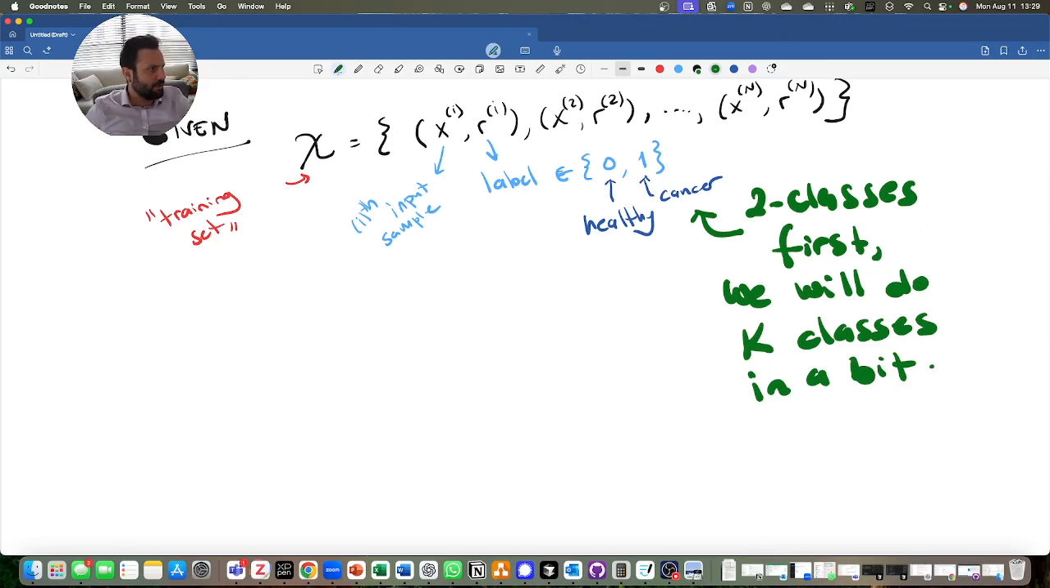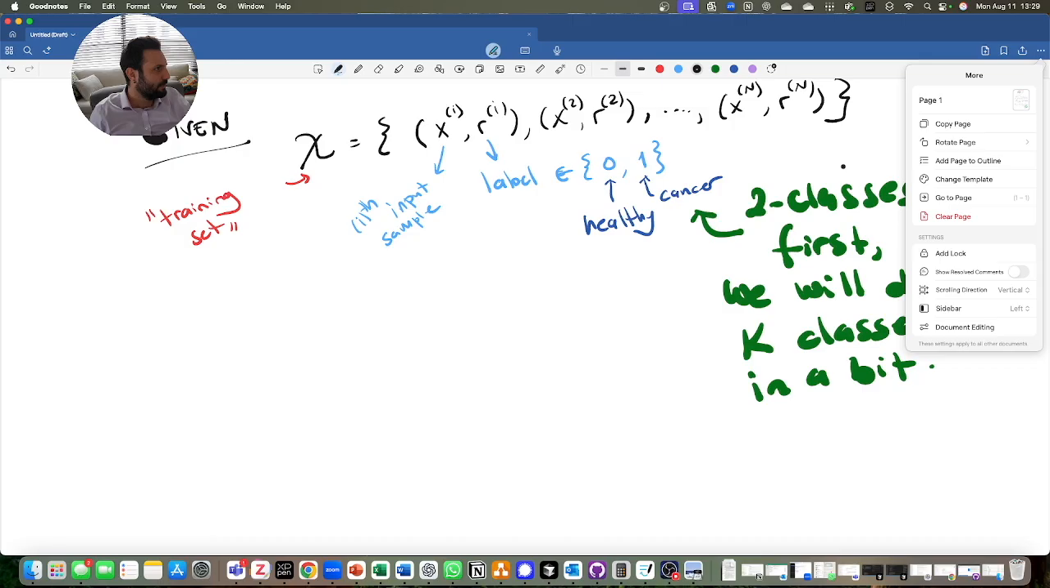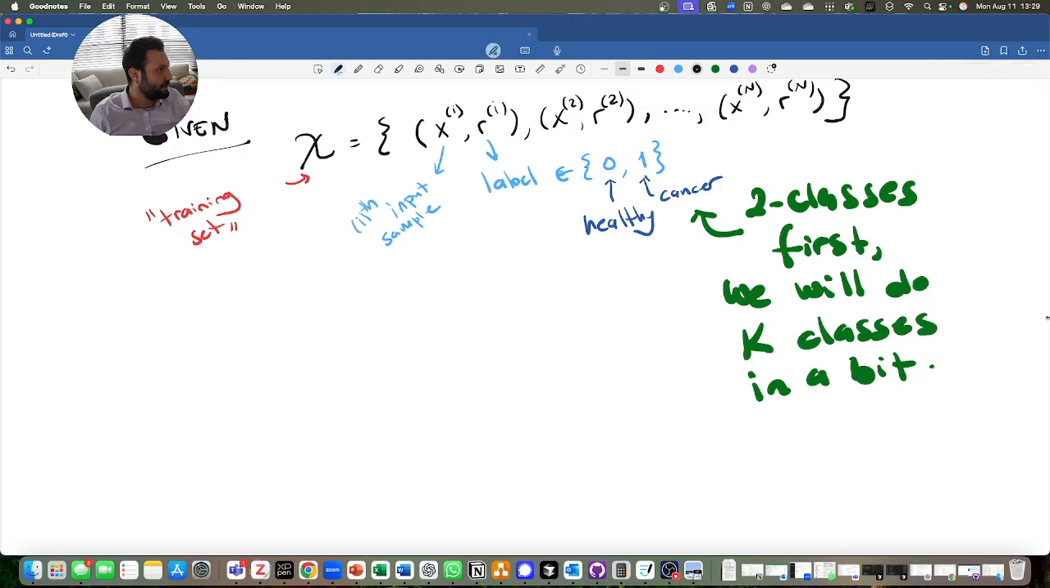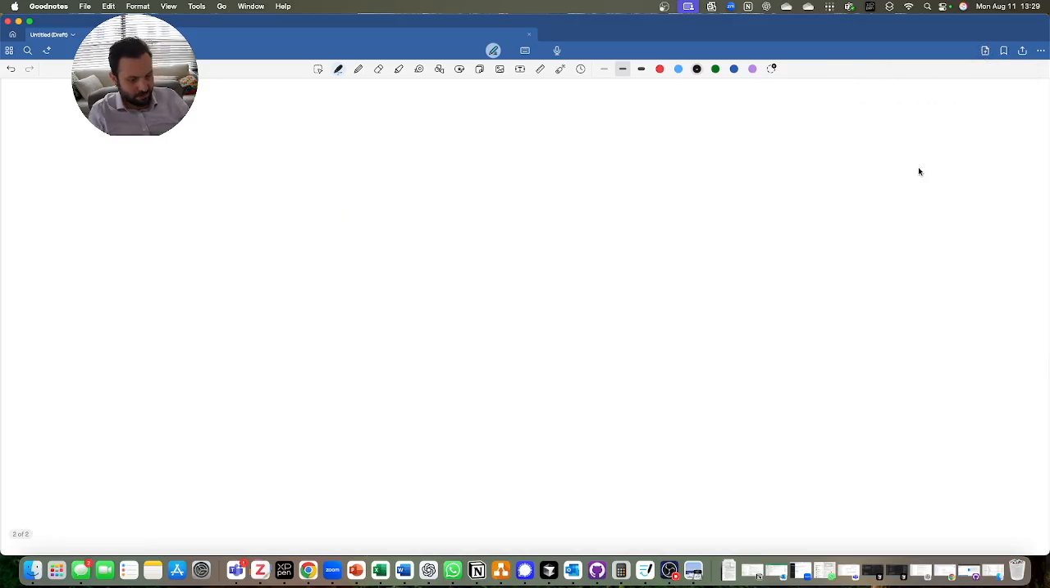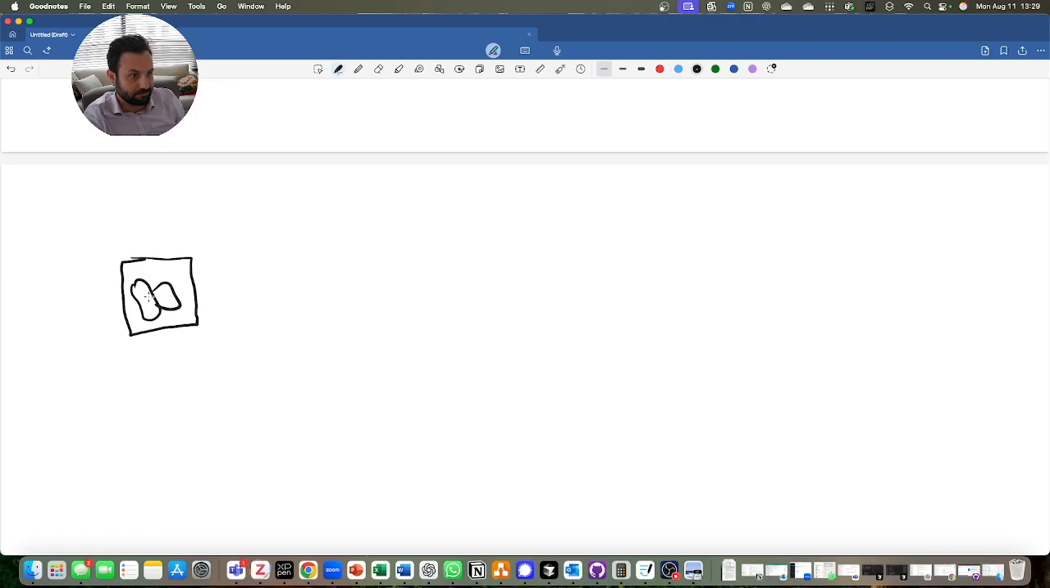All right, so let's make one simplification of our model. Oops. Add a new page. So let's go ahead and draw this, our model. It starts with the image. And this one, this is a horrible brain MRI image. And I'm going to call this X because it is the input.